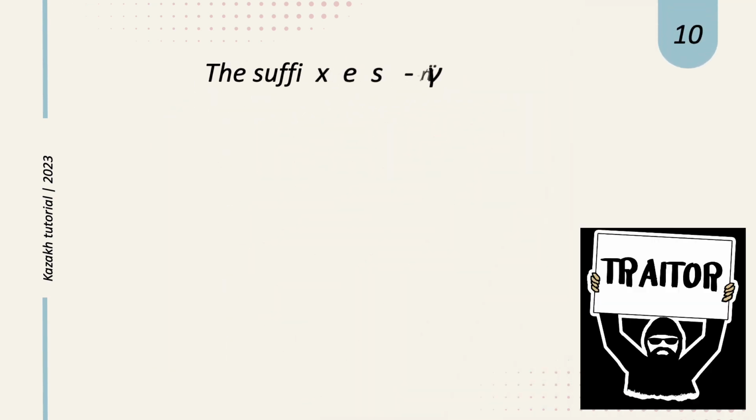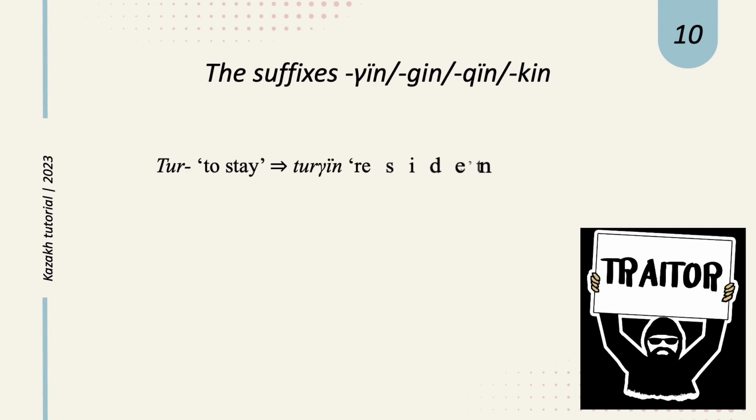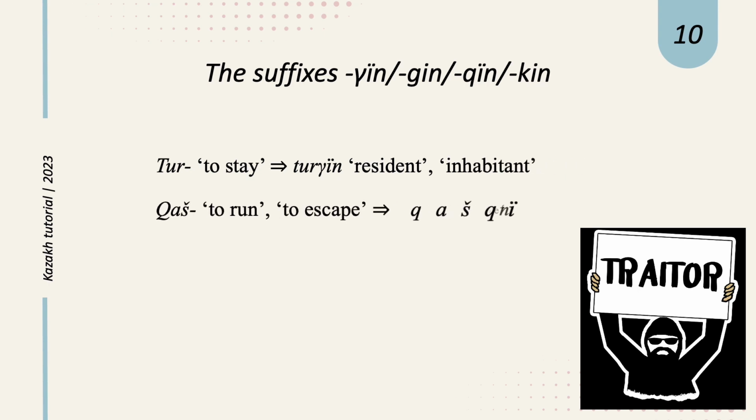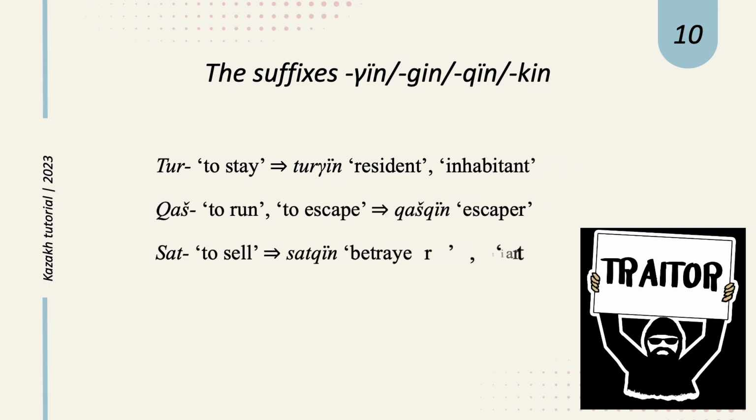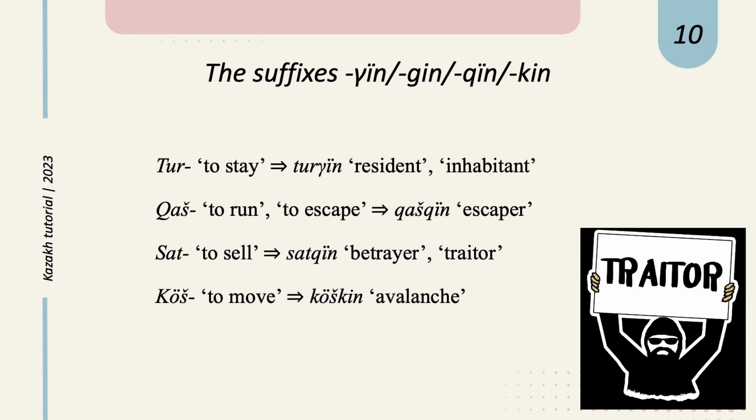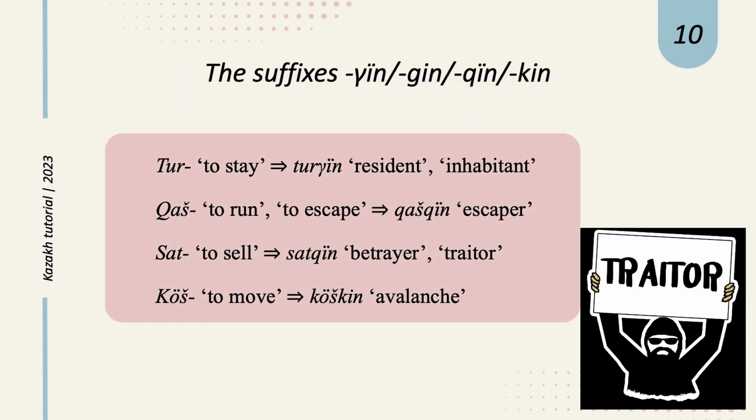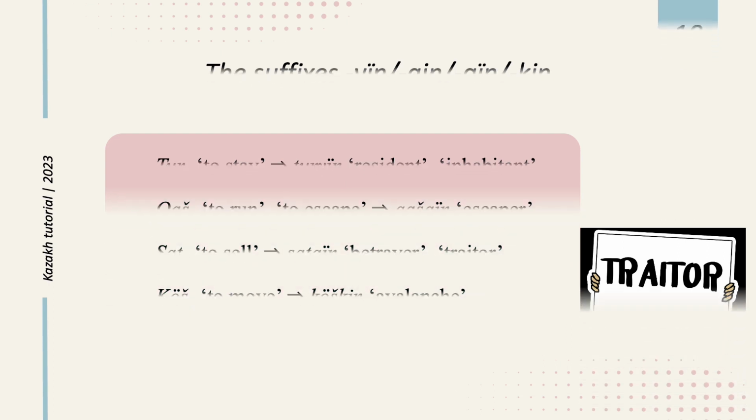The suffixes -g'in, -gin, -qin, -kin are used after verbs to produce nouns. Example: tur, to stay, turgun, residents or inhabitants. Qash, to run or to escape, qashqin, escaper. Sat, to sell, satqin, betrayer or traitor. Kush, to move, kushkin, avalanche.